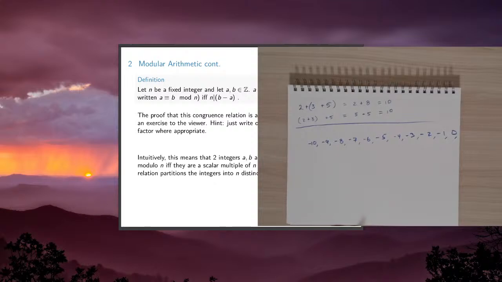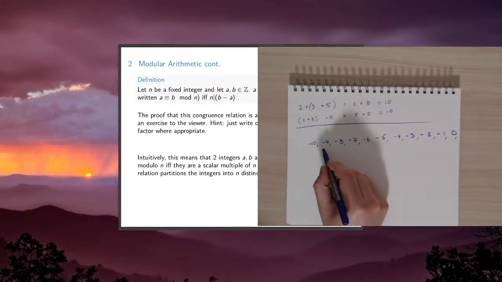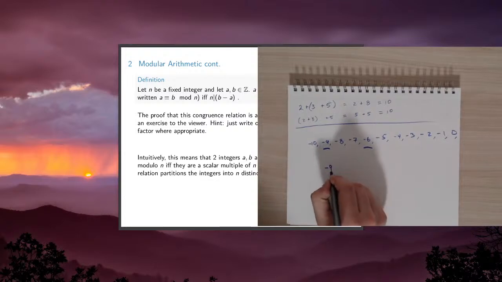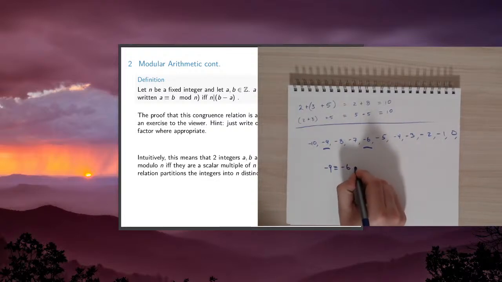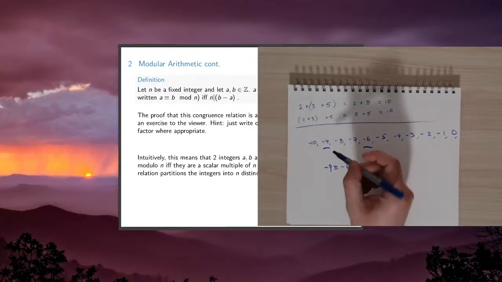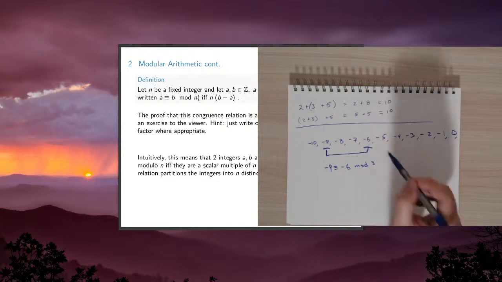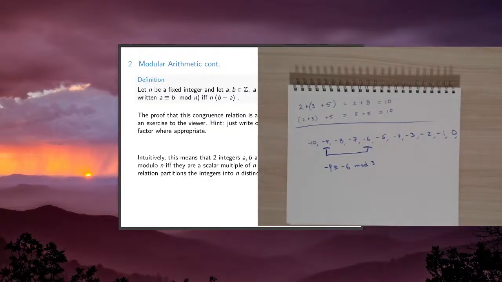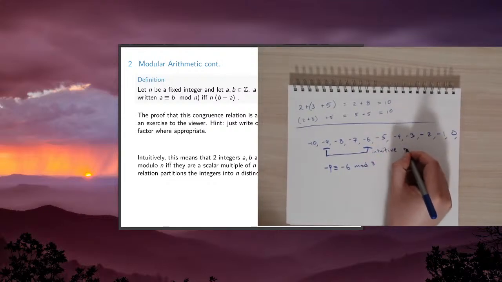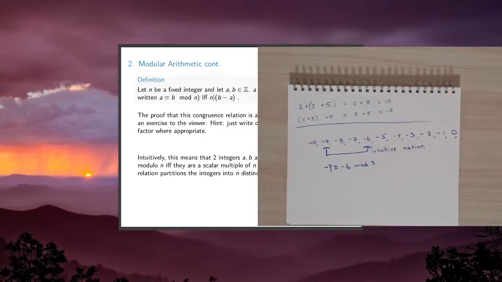So let's say, for example, let's choose -9 and -6. Well, I say that -9 is congruent to -6 mod 3, in part because they're exactly 3 apart. Intuitively, it's because those numbers are 3 apart.